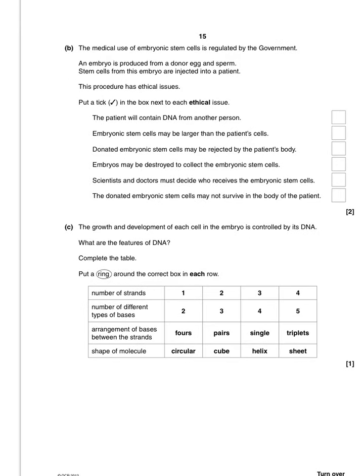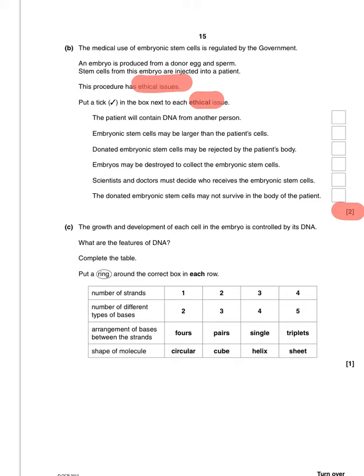Medical use of embryonic stem cells is regulated by the government. An embryo is produced from a donor egg and a sperm. Stem cells from this embryo are injected into the patient. This procedure has ethical issues. Put a tick in the box next to each ethical issue. Worth 2 marks, but again, it's not necessarily an indication that that's how many answers you'll be ticking.